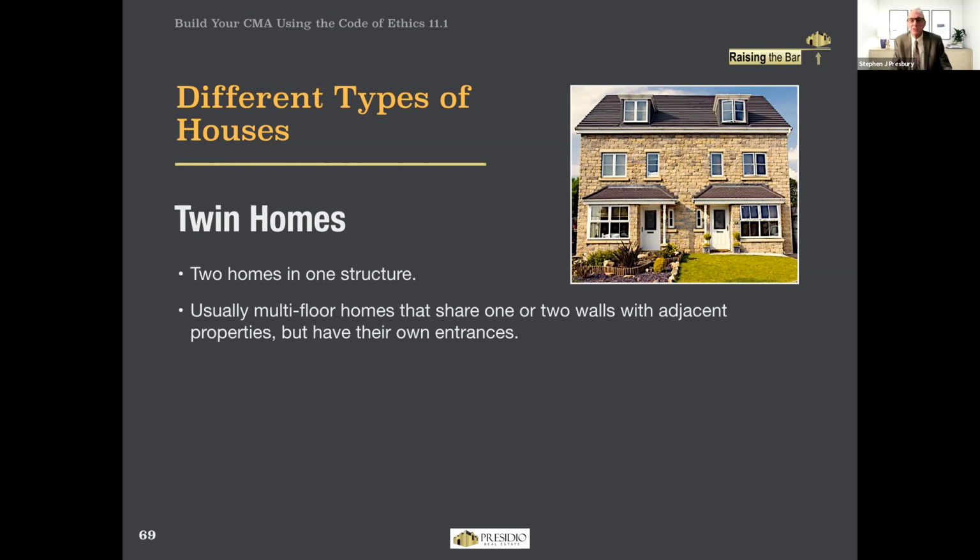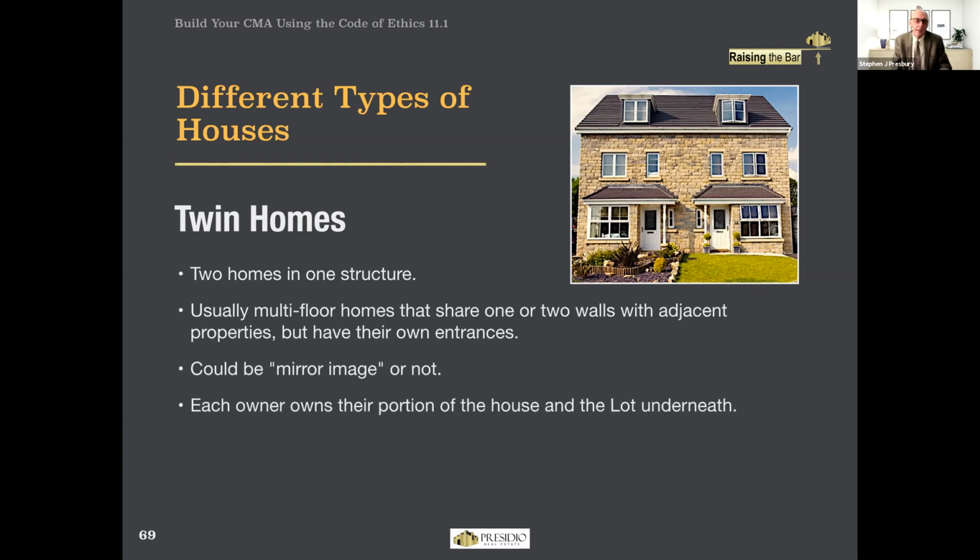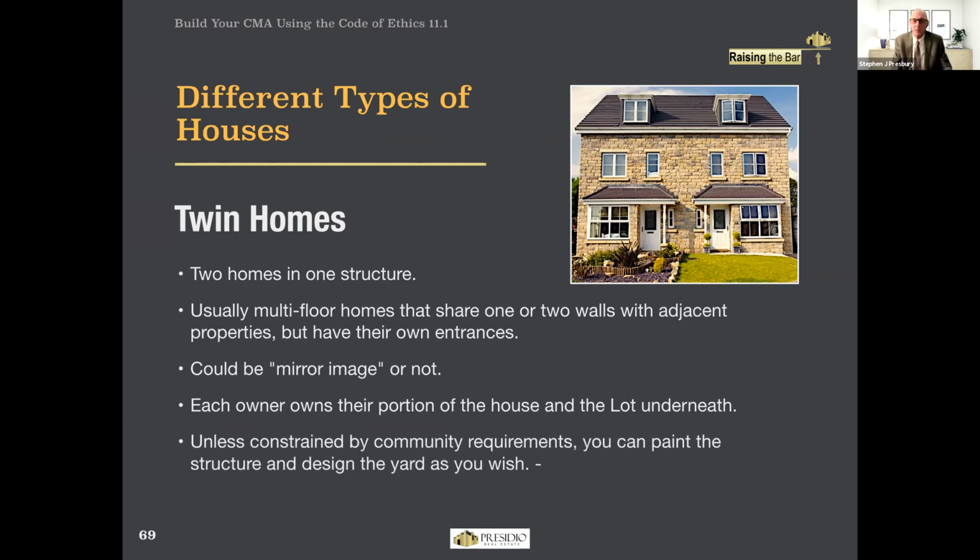Usually multi-floor homes that share one or two walls with adjacent properties, but have their own entrances, so they're completely different. They could mirror, maybe they don't mirror. And the owner owns their portion of the house and the lot beneath. So they own the ground beneath the portion of their house. So they can do whatever they want to their yard or garden, as they say. Unless constrained by the community requirements, you can paint the structure and design the yard as you wish. So that's a twin home.